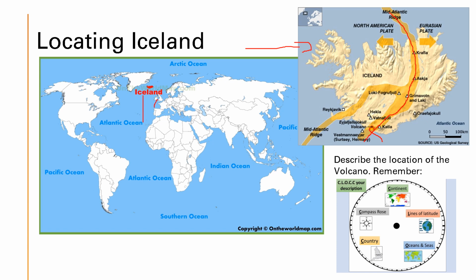So this is the volcano that we're looking at. You can see that it's right on the edge of this Mid-Atlantic Ridge, where the crust is pulling apart. And remember, when we are doing our description of a location, we have CLOCK. So we want to think about the continent it's in, the line of latitude, so whether it's the northern or southern hemisphere, any oceans and seas that are nearby, and any surrounding countries. Also the compass directions: is it to the south of the UK, or to the north, or can you narrow it down to, say, southeast, northwest, etc. So write a good description to be able to locate it.